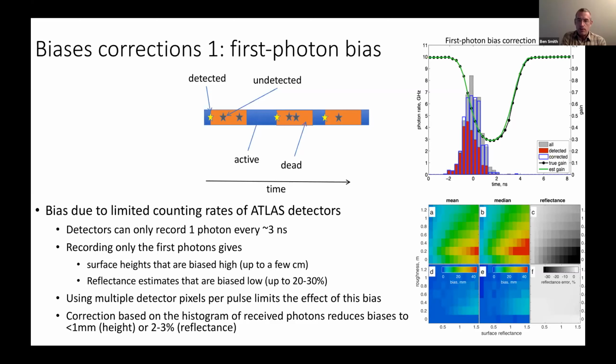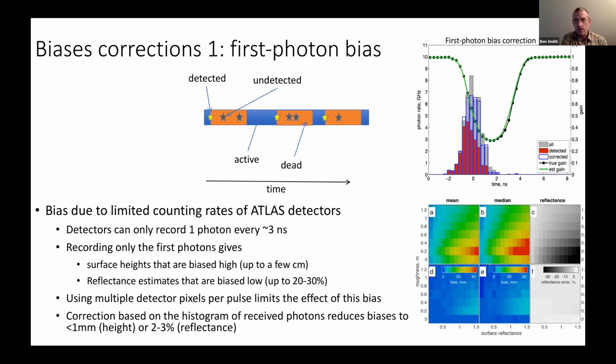Each of these channels is able to detect one photon every 3 nanoseconds, so every roughly 45 centimeters. And the photons can come back much closer together in time than that. So if we didn't do anything about this, the natural result would be that ATLAS would detect the photons that came back early in the return and would not detect the photons that came back late in the return.